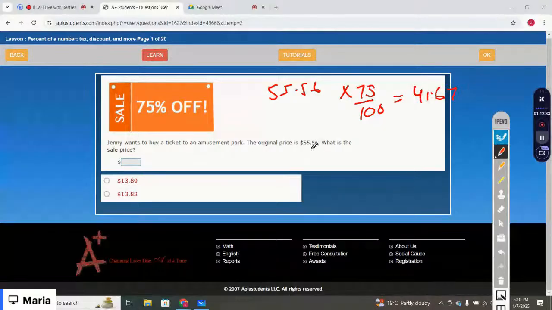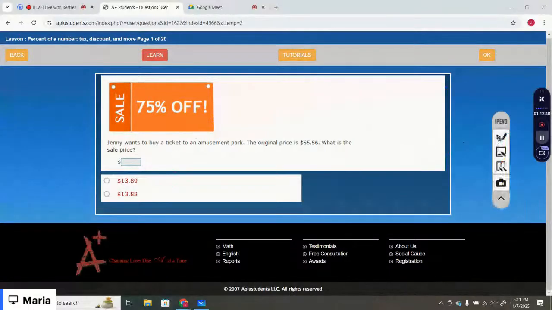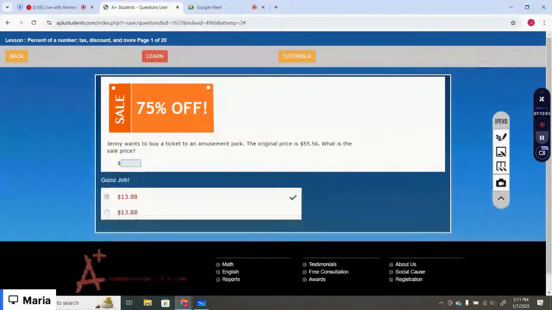You have to subtract the discount from the original value. Then we are left with 55.56 minus 41.67, that is 13.89. Option number 1 is the correct option.